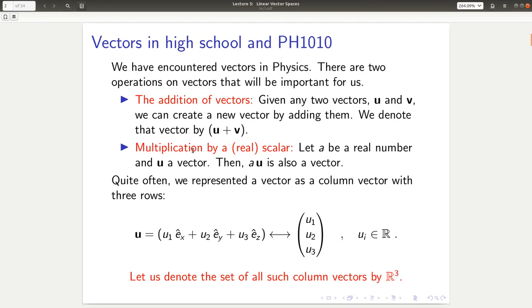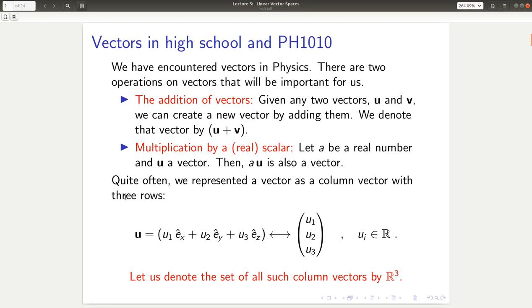Similarly, there's a second operation which we'll call multiplication by a real scalar, or just scalar multiplication. So let a be a real number and u be a vector, then a times u is also a vector. So for instance, 2 times u is just a scaled version of u, and minus u, in terms of arrows, is reversing the arrow.